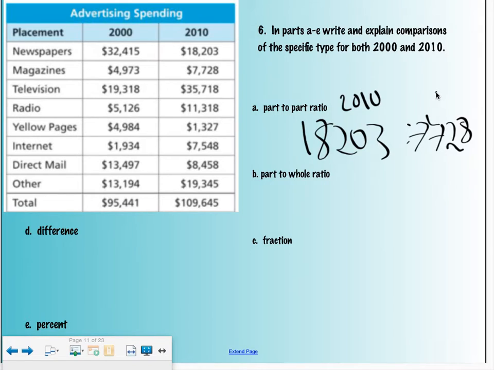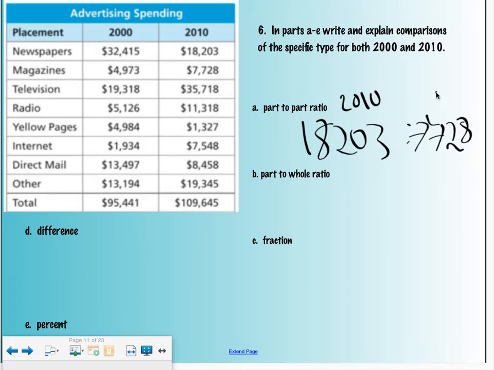So when you're doing something like this, you have to look at the information you're given. So it's not get newspapers, it's how much companies spend on advertising. So you could say for every $18,203 spent on newspapers in 2010, they spent 7,728 on magazines. Okay? So make sure you know what information you're given, how you can not only write a ratio, but translate that into a word sentence.